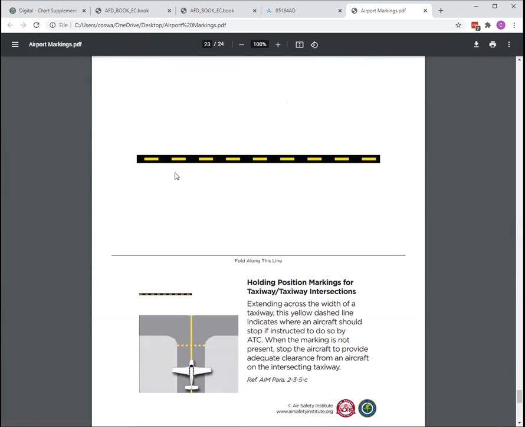For taxiway intersections, you'll see these hash lines, and sometimes ATC will give you instructions to stop before a taxiway intersection, just to let other traffic by or whatever. But if you're instructed to taxi to runway 17 via some taxi route, then in general, you do not have to stop at these. You should look before you cross, but unless instructed by ATC, you do not have to stop at these intersection marking points.